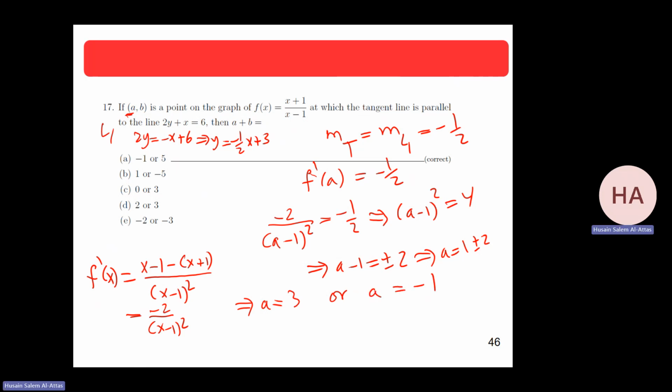If a equals 3, what will be b? Substitute here. b will be f of a. f of 3, 4 over 2, that will be 2. So a plus b equals 5. This is the first one. Here I have b, f of a, substitute minus 1, that will be 0. So it will be a plus b minus 1. So I have this minus 1 or 5.